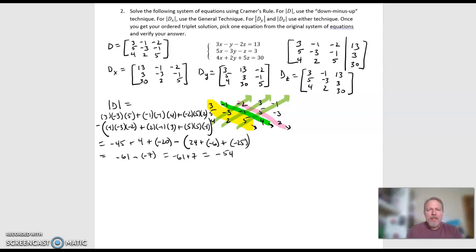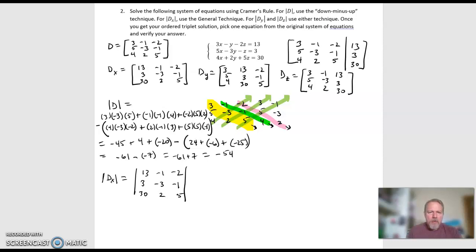Alright, let's do this d sub x determinant with the general technique. So I'm going to do it down here at the bottom. So the determinant of d sub x is the determinant of the matrix 13, negative 1, negative 2; 3, negative 3, negative 1; and 32, 5.